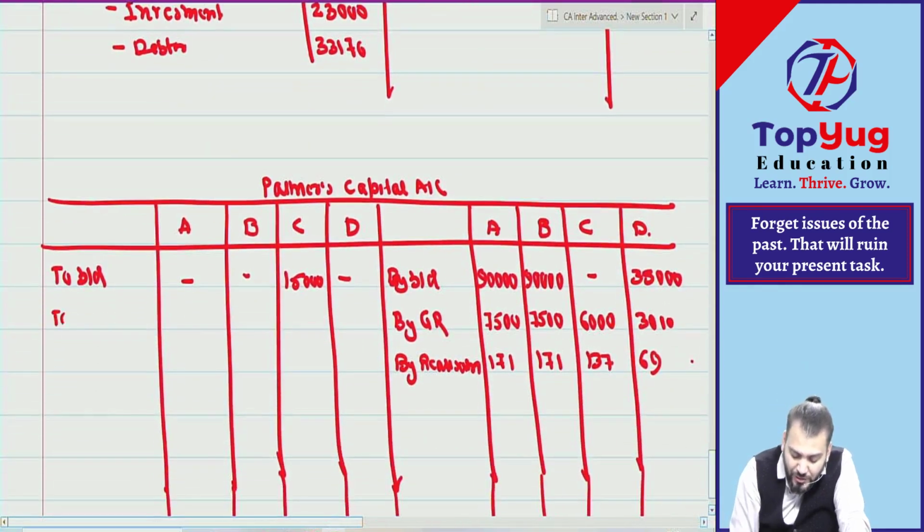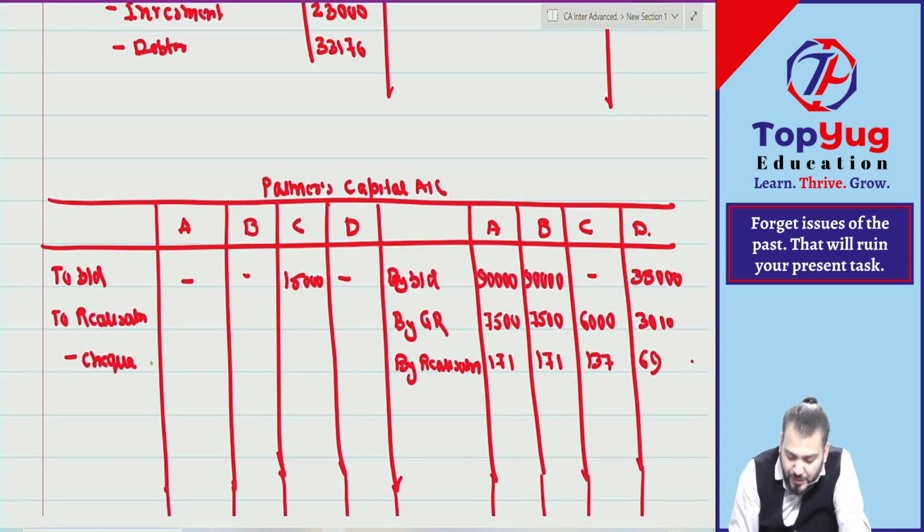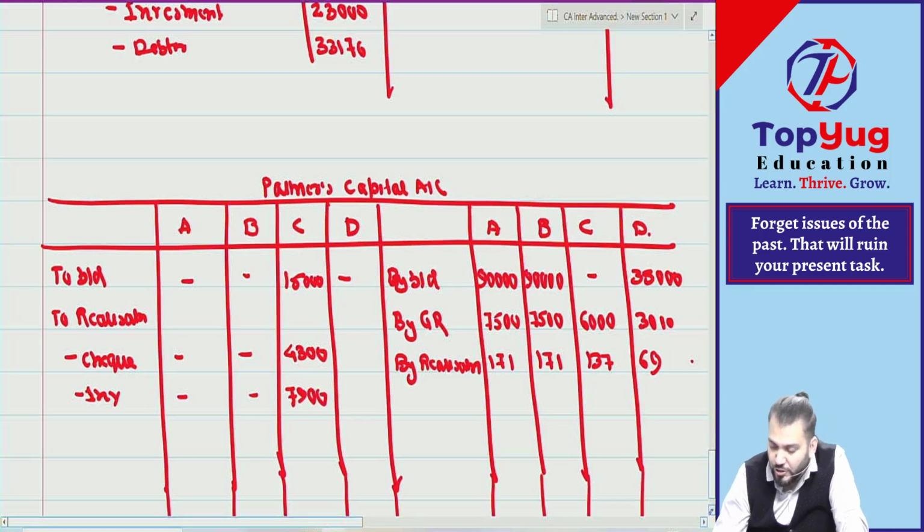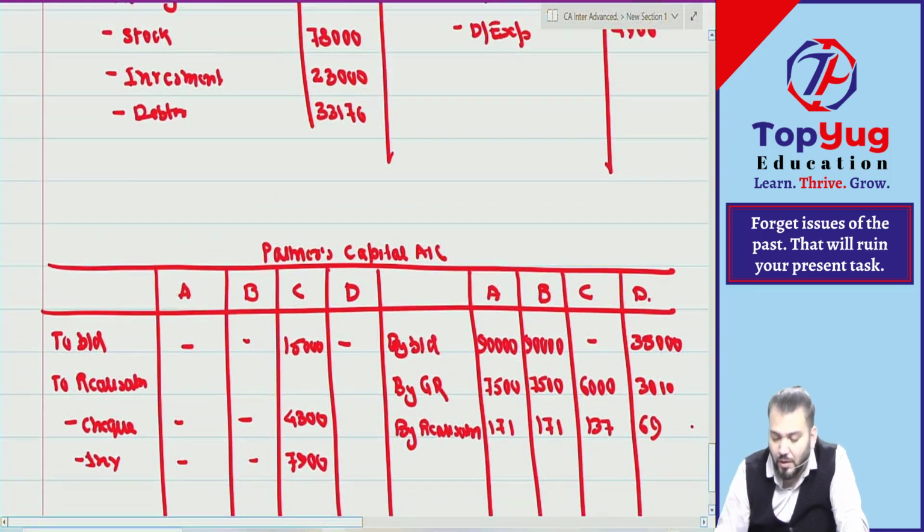So to realization how much? Can I say they have taken, one was a check misappropriated. How much? 4,300. And one is the misappropriation of investment. How much? 7,900. Done. All posting done. Correct. Now we'll come to the distribution point.